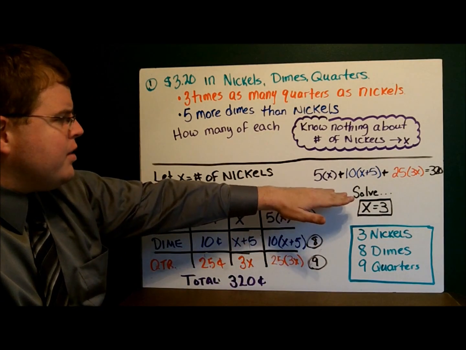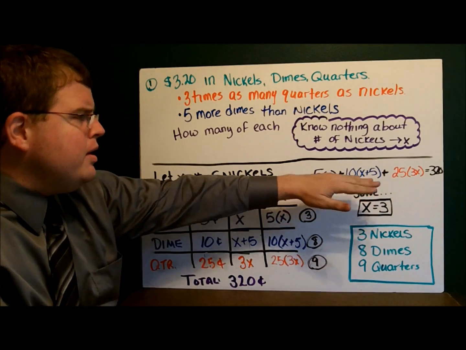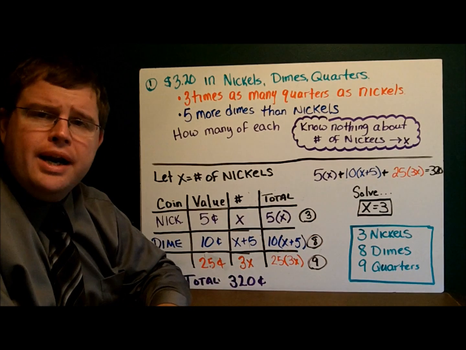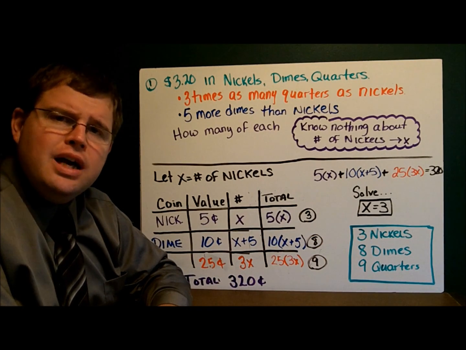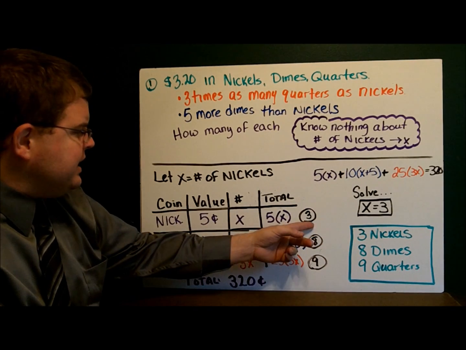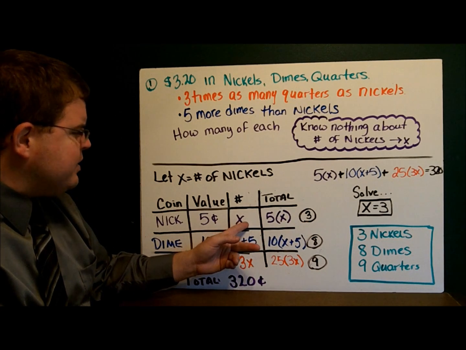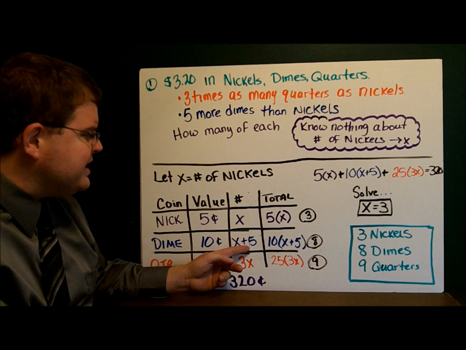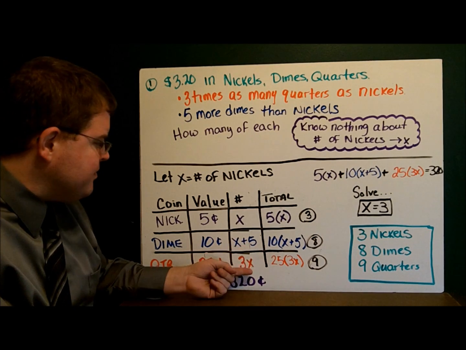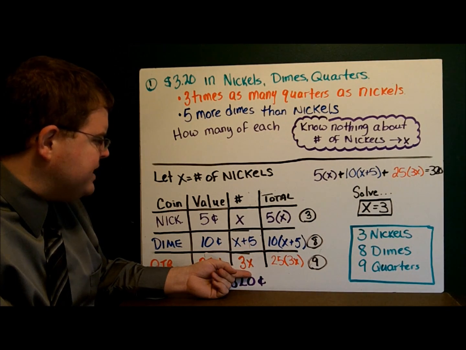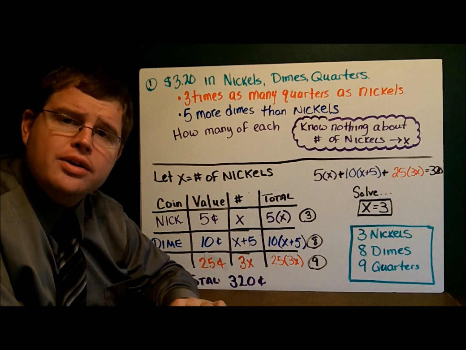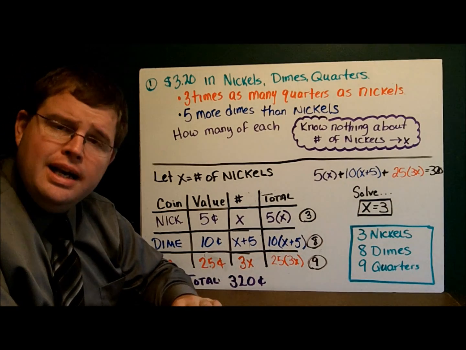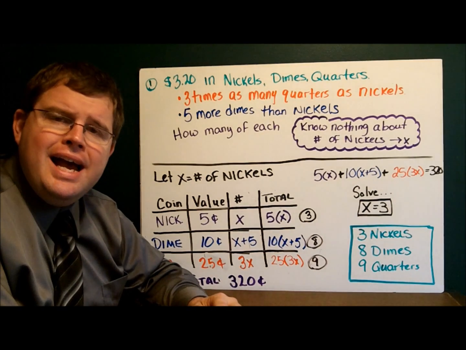Now I can solve the equation. Multiply through, combine like terms, get x alone. I get that x equals 3. So now I have, let's see, x is 3, so I have 3 nickels. X is 3, so I have 3 plus 5, I have 8 dimes. And 3 times 3 is 9, I have 9 quarters. So 3 nickels, 8 dimes, 9 quarters. And that's how much I have.